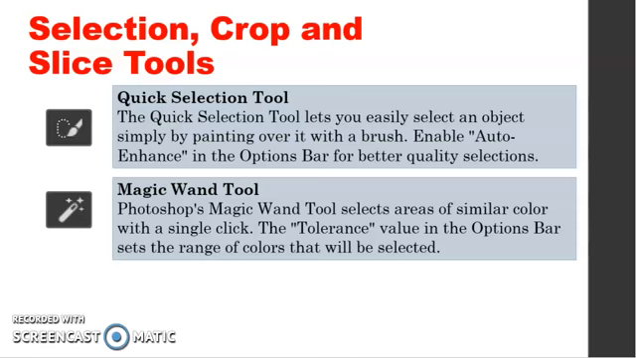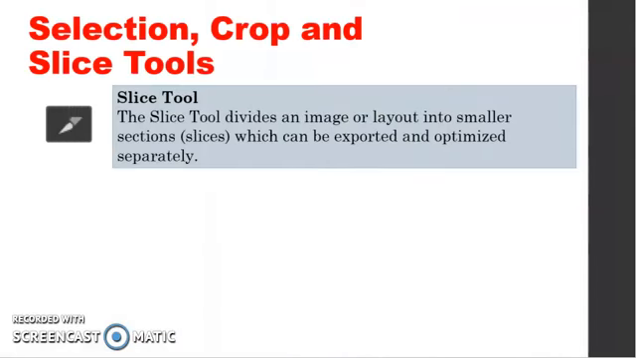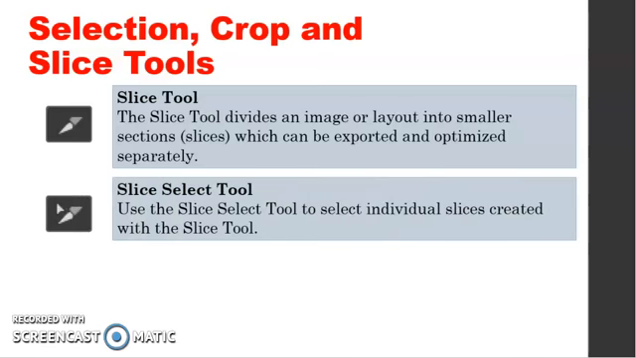Now the tolerance value, you can find it in the tool options bar. It sets the range of colors that will be selected. You have the crop tool. You use the crop tool in Photoshop to crop an image and remove unwanted areas. Still, we have the slice tool. The slice tool divides an image or layout into smaller sections, which can be exported and optimized separately. We have the slice select tool. This is the last one for the selection, crop, and slice tools. You will use this one to select individual slices created with the slice tool.